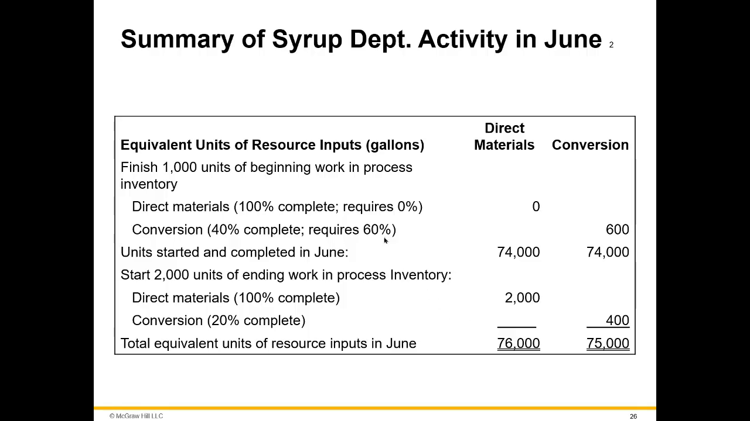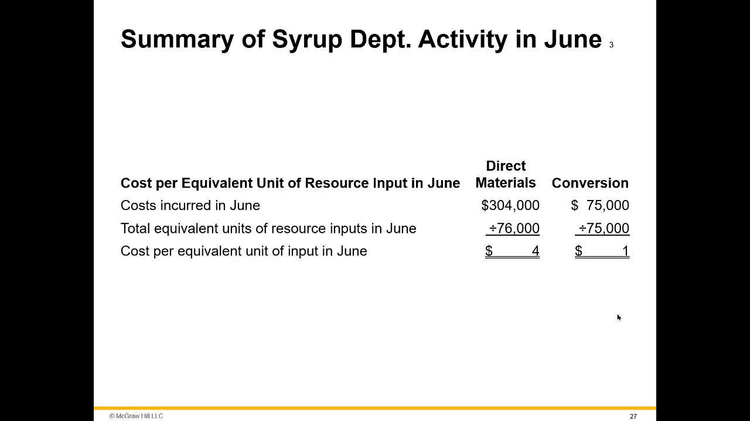All right, now for these 1,000, they were 40% complete at the beginning, and so we've got to complete those for 600. We also have 74,000 that were started and completed, and then the final ending work in process inventory was 20% complete. 20% of 2,000 is 400. So you can see what that looks like there, and what these equivalent units look like.